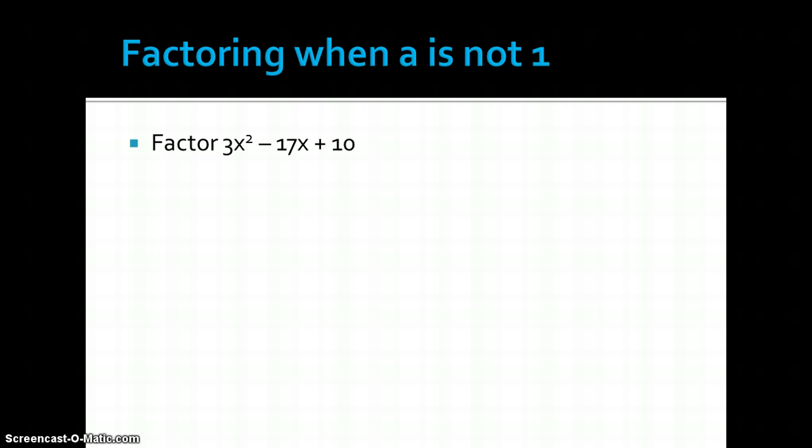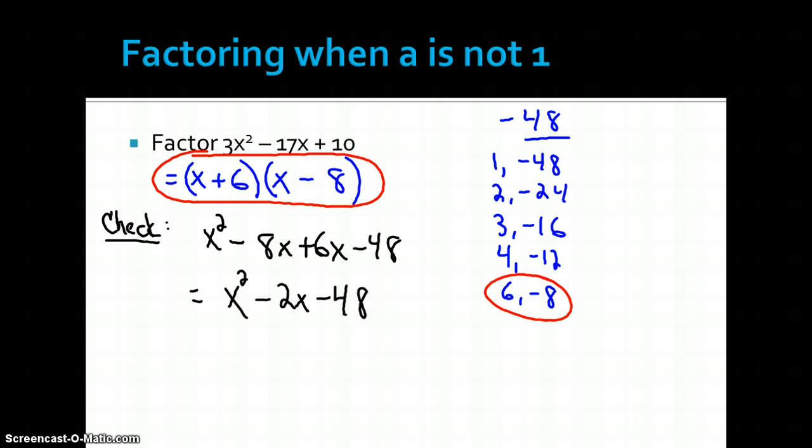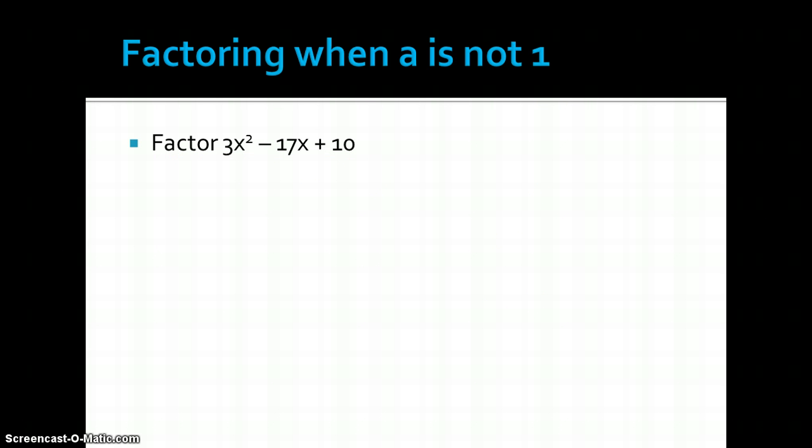So let's come back to something here where we have A, B, C. So our first step in solving this is to do A times C, which in this case gives me 3 times 10, which is 30. Okay, our first step is to do A times C.